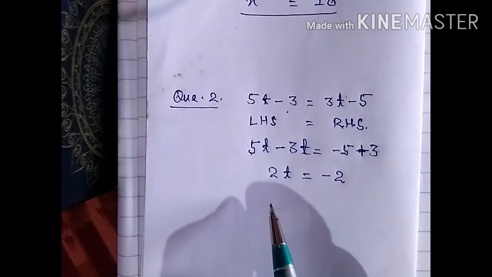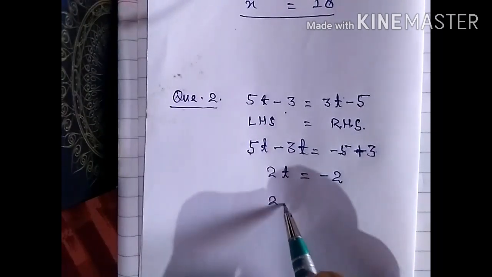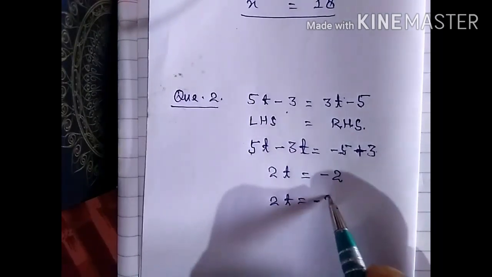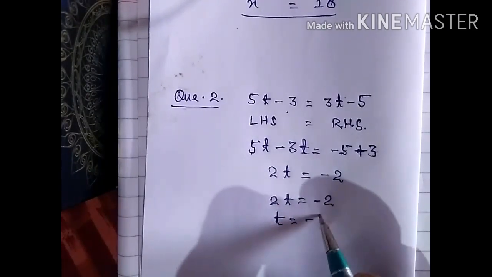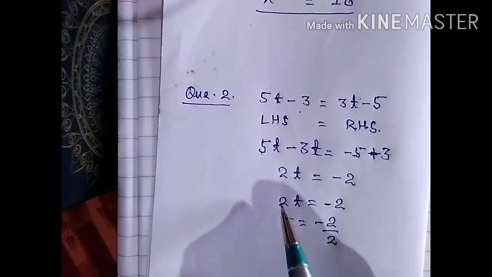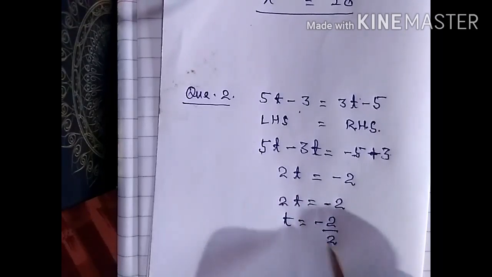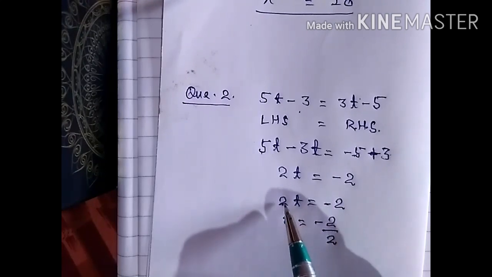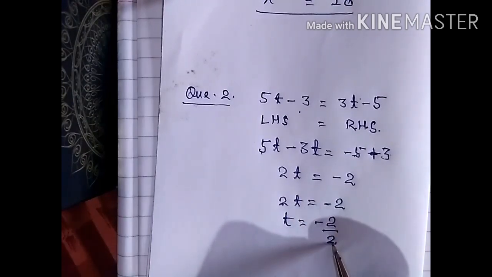Now in the next step, student, it will be 2t is equal to minus 2, or t is equal to minus 2 by 2. And after transposing this 2 from left hand side to right hand side, student, we have to write it as minus 2 by 2, because 2 is multiplied here. After transposing, it will be divided.